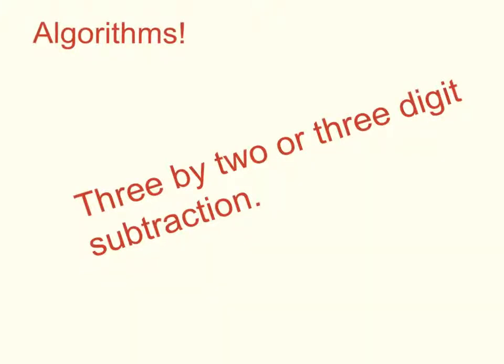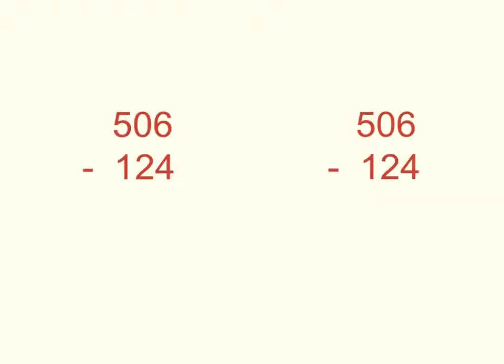Okay, welcome to the last video. We're going to get into 3 by 2 or 3 by 3 digit subtraction, and some really cool funky stuff can happen when you get into the 3-digit stuff, because sometimes you have to start trading across zeros, which sounds crazy, but it's actually pretty cool. Okay, let's check it out.